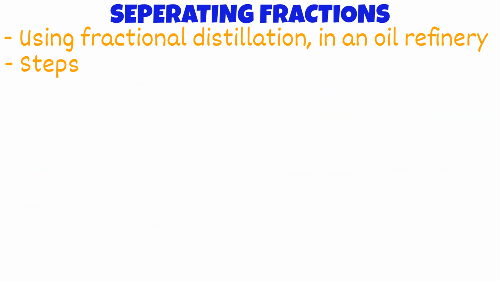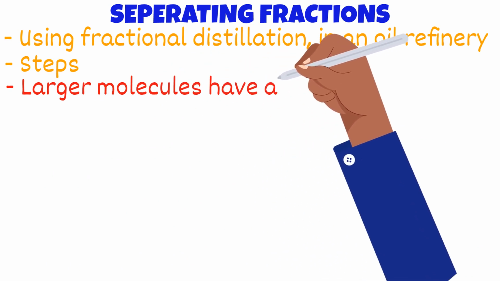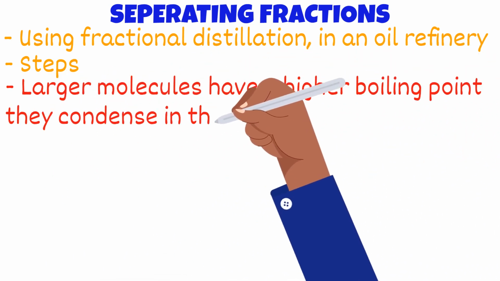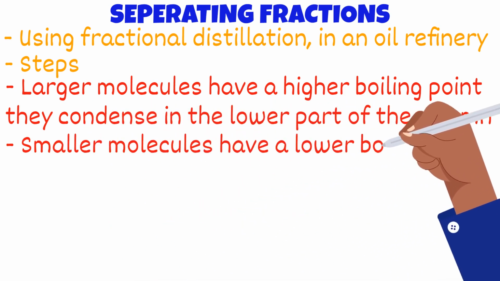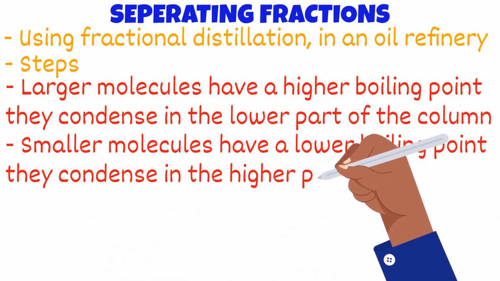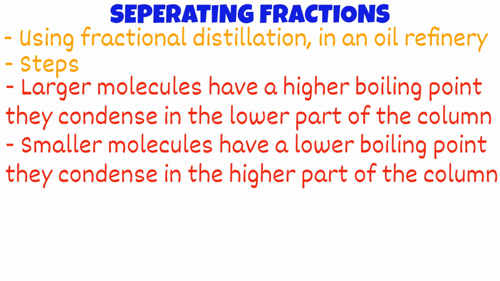Since, as I mentioned before, larger molecules have higher boiling points, they will condense in the lower part of the column, while the smaller molecules, which have a lower boiling point, go further up the column. This is how crude oil is split into fractions.